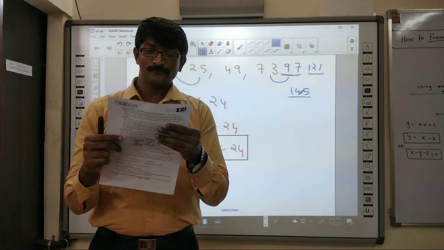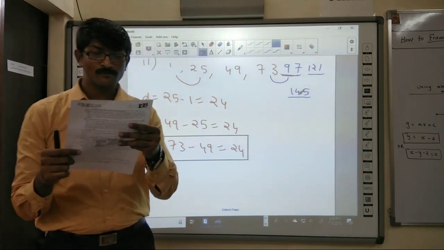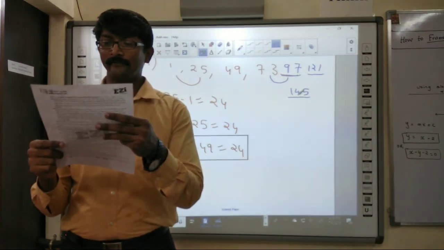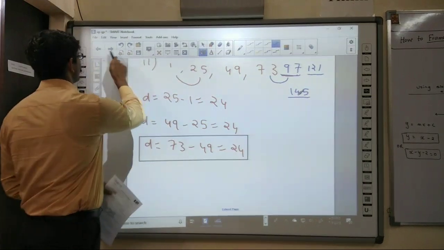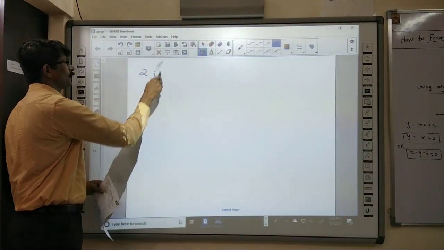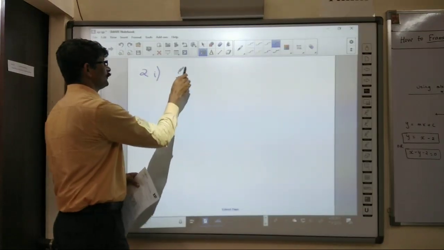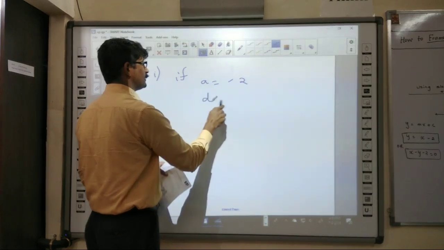Okay, write the first 4. I'm reading the next question. Question number 2. Write the first 4 terms of the AP when the first term is A and the common difference is D, given below. It's an interesting question. Question number 2, part 1. Find the first 4 terms of the AP if A is -2 and D is 0.